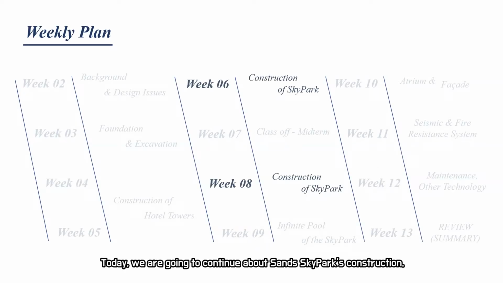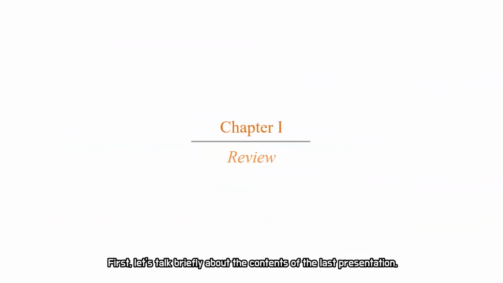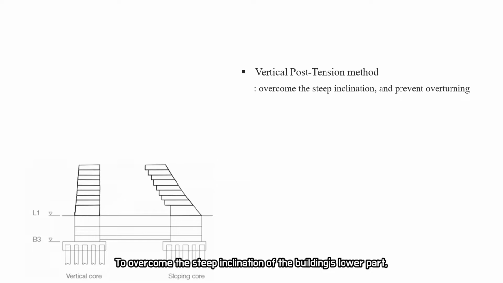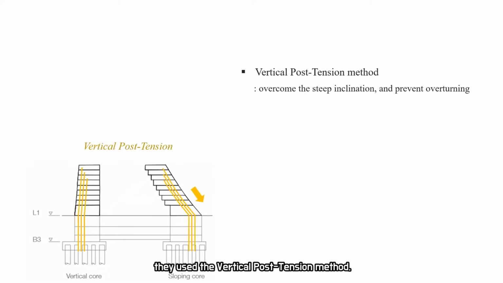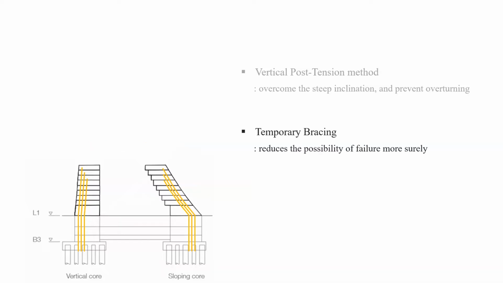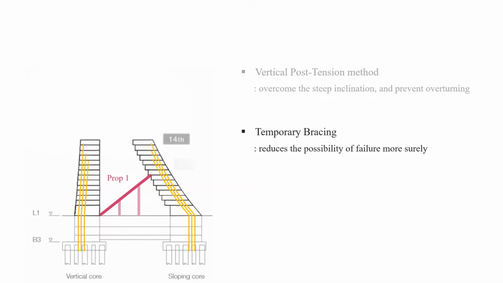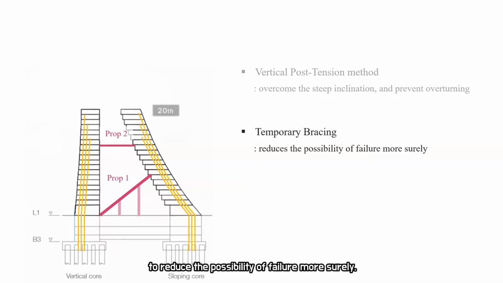Today, we are going to continue about Sanjay Sky Park's construction. First, let's talk briefly about the contents of the last presentation. To overcome the steep inclination of the building's lower part, they used the vertical post tension method. Along with this first tried technique, temporary bracing was used as the building rose, to reduce the possibility of failure more surely.